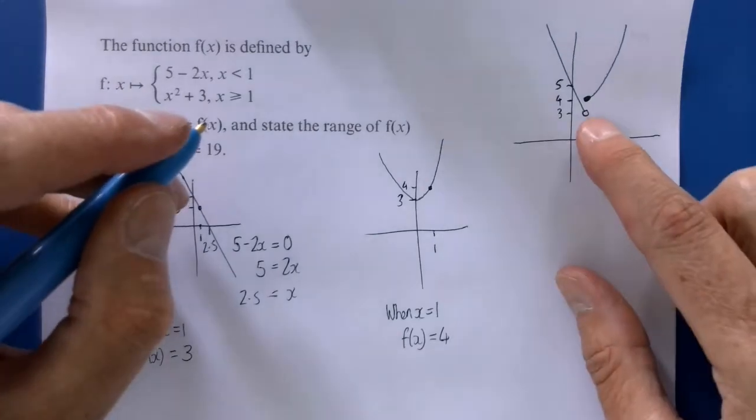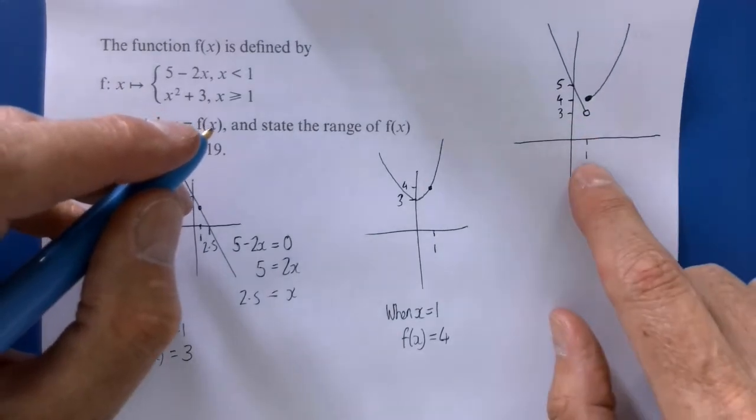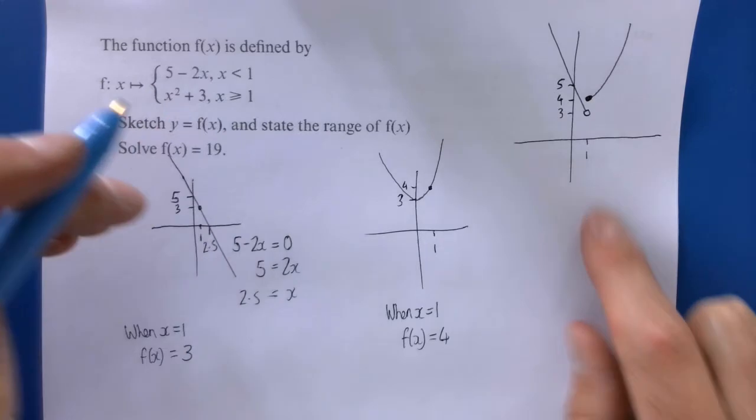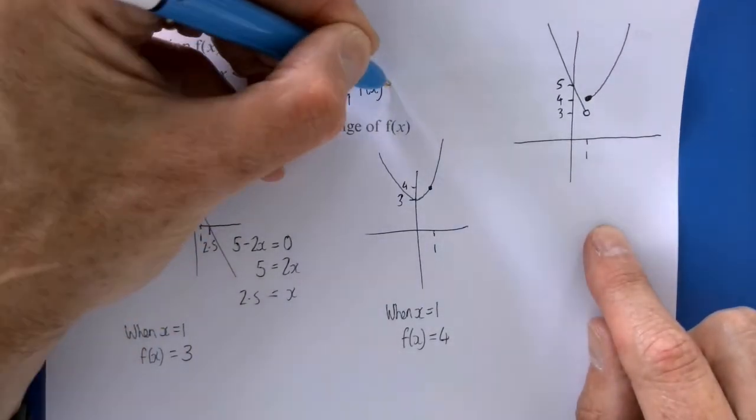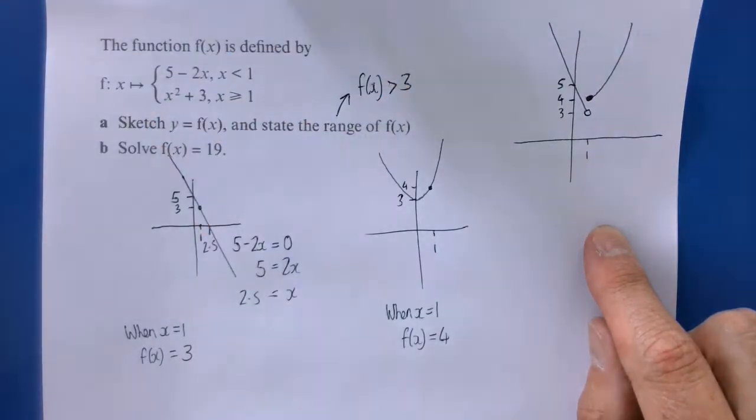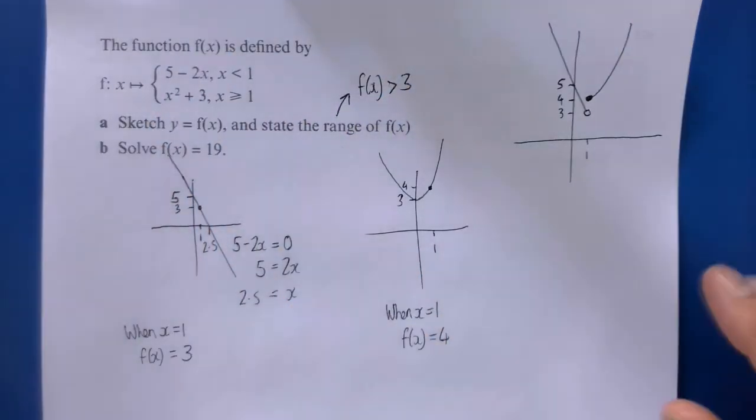It can't be equal to 3. Remember, this definition doesn't include 1. So the range is that f of x is greater than 3. And solve f of x equals 19.